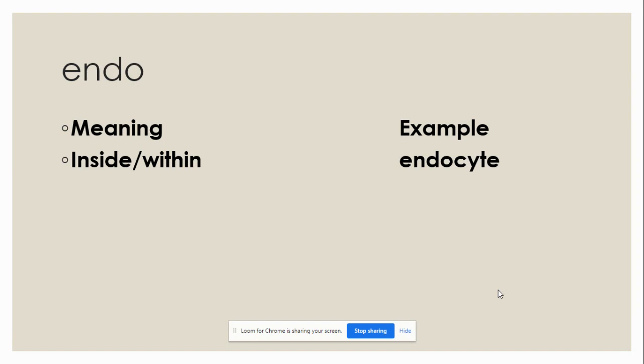Endo is inside or within, so an endocyte is going to be inside of the cell. Erythro means red. It's a weird prefix for the color red. You would think that you would just say red because that's much shorter than erythro. But we have an erythrocyte, and that stands for a red cell. You have erythrocytes, red blood cells, going around in your body.